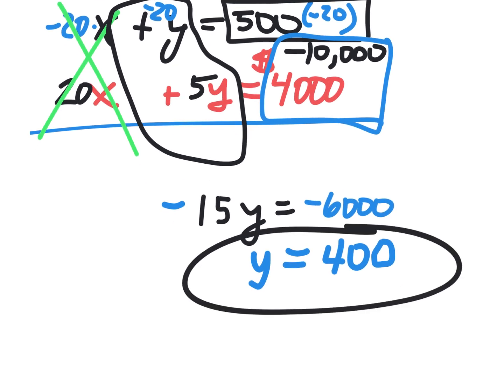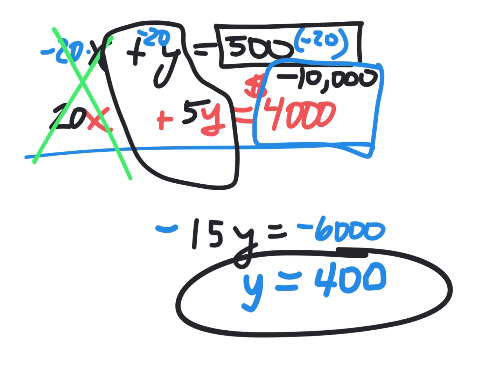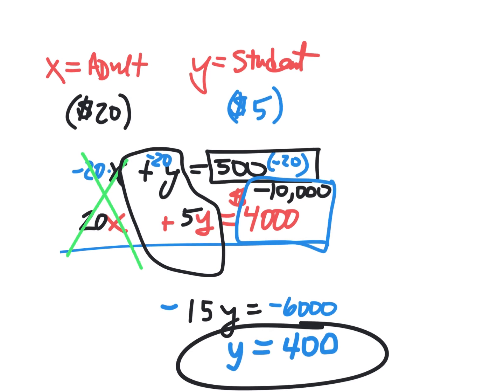Now think about the context. Is this about how many yellow crayons there were? No. What was y again? We'll look back at the top. The first thing we did was define it. y was students. Yes?